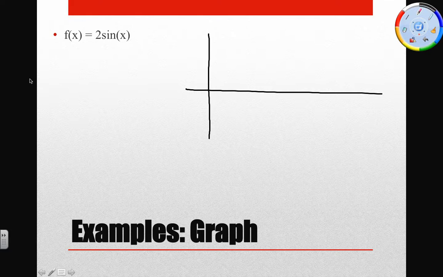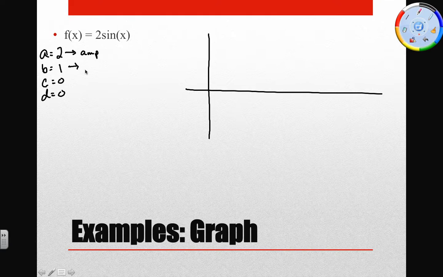So what we need to do is figure out A, B, C, and D. We know A is 2, B is 1, C is 0, and D is 0. A is the number in front of sine, B is the number in front of the x, C is if there's any plus or minus by the x, and D is if there's any plus or minus on the outside. So from this, we know that this is my amplitude.